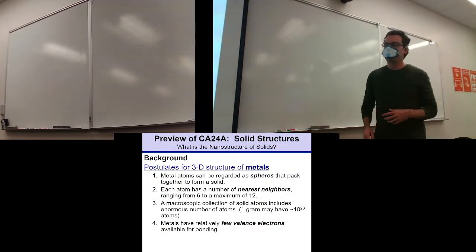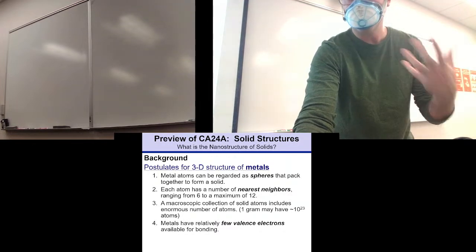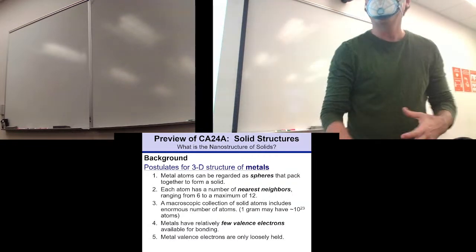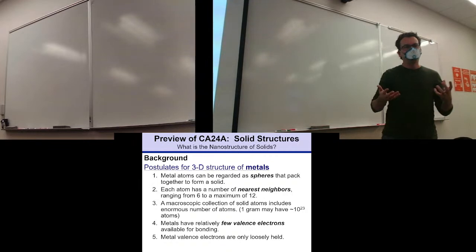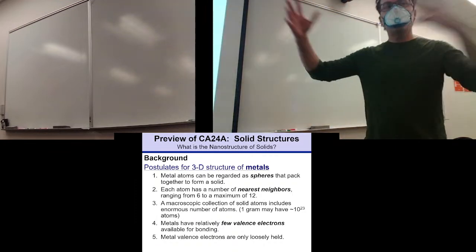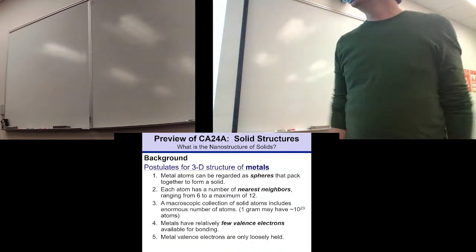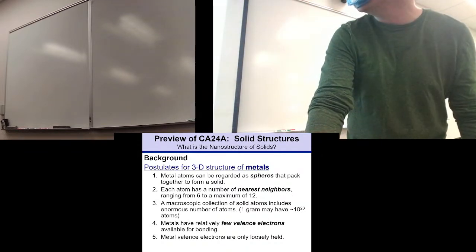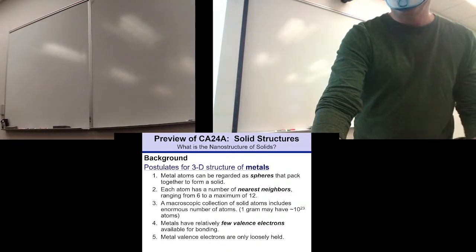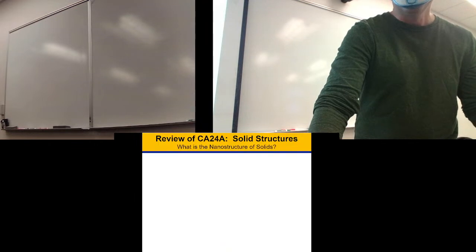So we started talking about how to talk about the structure of metals, and we're going to get to ionic compounds, anything crystalline. We started coming up with this idea, well, we're going to treat everything as a sphere. We're going to talk about things having nearest neighbors. Remember that these are large extended structures, so even though we're talking about a very small number of atoms at a time, this repeats quite a lot of times. We're talking about tons of atoms, 10 to the 23 atoms sometimes. Metals have few valence electrons available for bonding, and those valence electrons are loosely held. We talked about this.